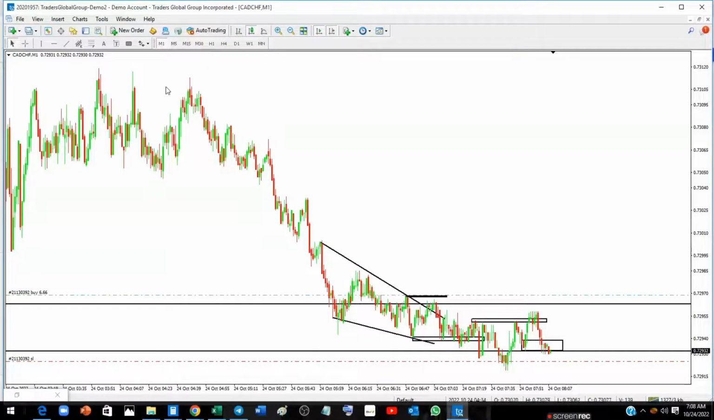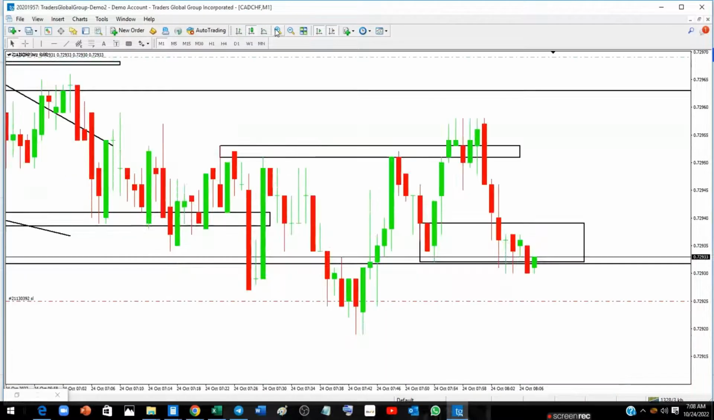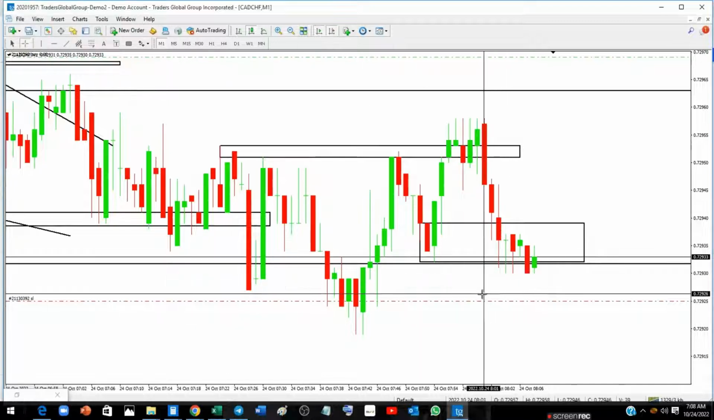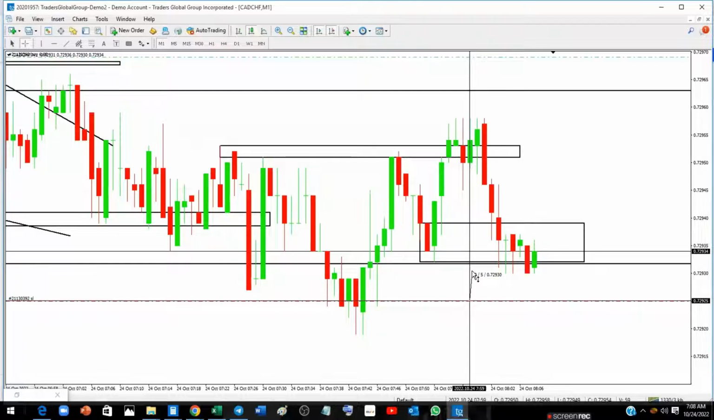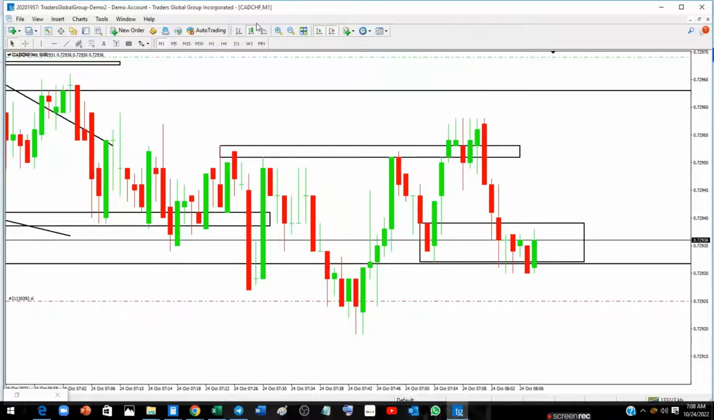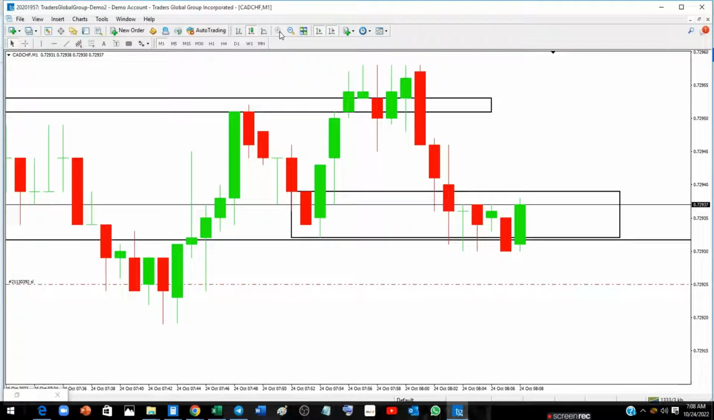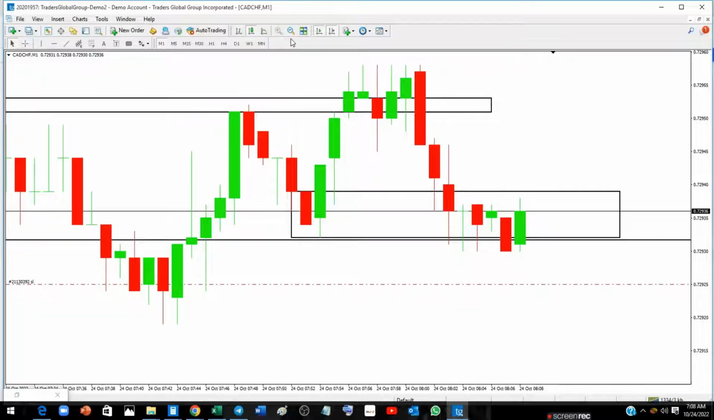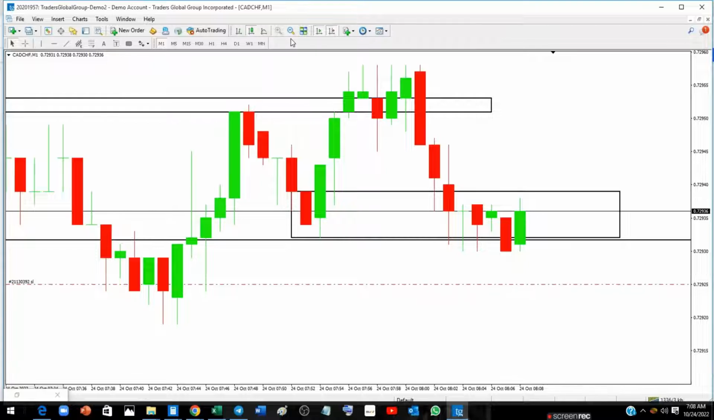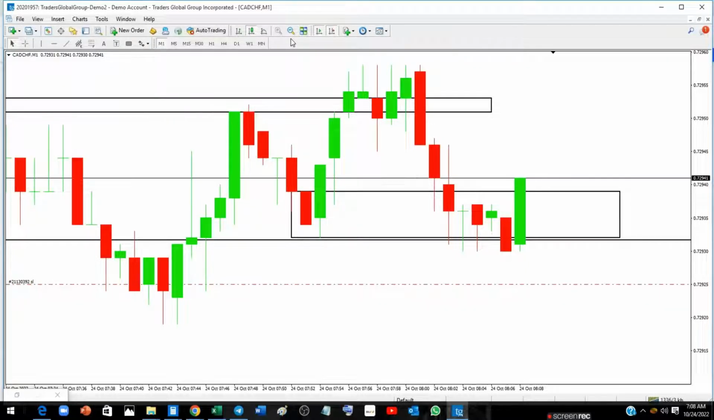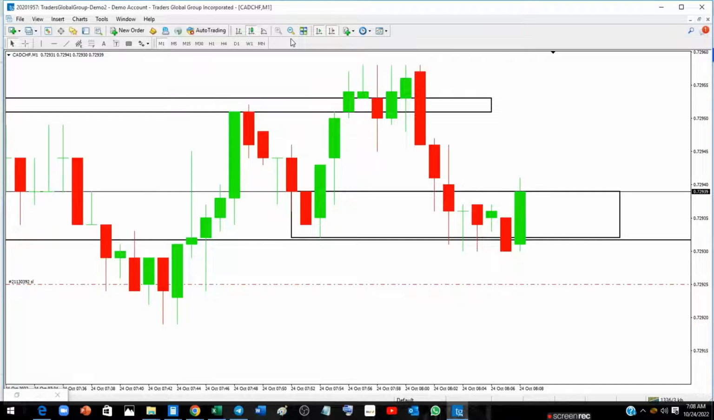We are about a pip away from being stopped out. That's crazy, man. Literally just about a pip away, bro. These are the kind of things that you endure as a trader. You have to endure all this as a trader. All these are the emotions that you deal with as a trader.